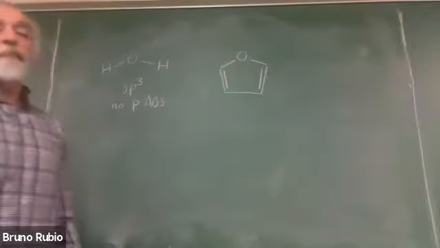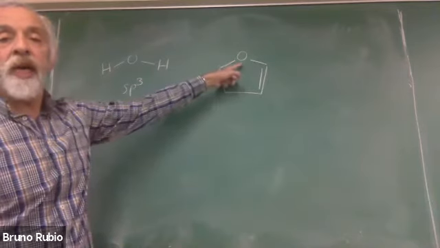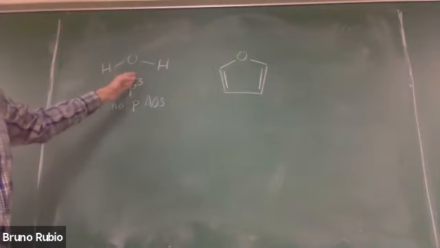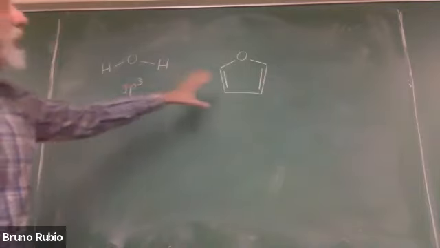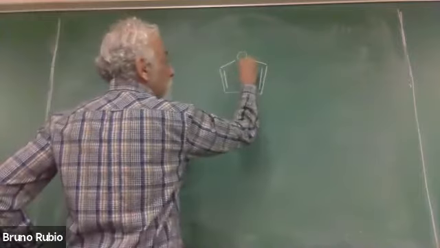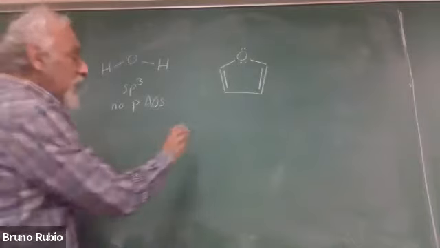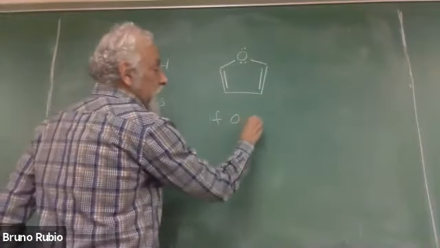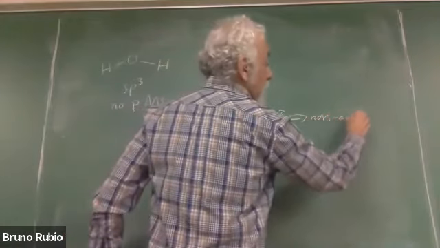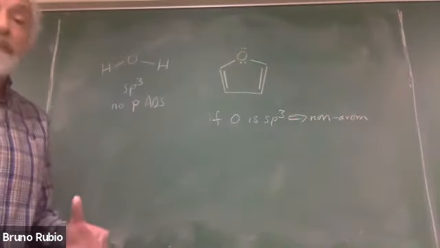But now I'm going to put it into this ring. What is the hybridization state of this oxygen atom here now? Is it still sp3 like the oxygen atom in water? Oh no, this is sp2 hybridized. There are 2 unshared pairs of electrons, but if the oxygen is sp3, it would be non-aromatic because the sp3 hybridization state doesn't have a p orbital.